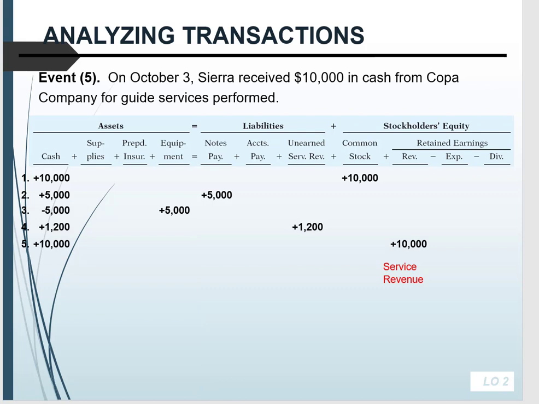Next, we received $10,000 in cash for services that we provided. Again, we got cash, $10,000. How do we record that? Well, it's recorded over here under shareholder equity. This is the revenue that we received, $10,000. Again, keep in mind, I'll keep repeating this till it gets crazy for you: on both sides, they're always going to have the same sign.